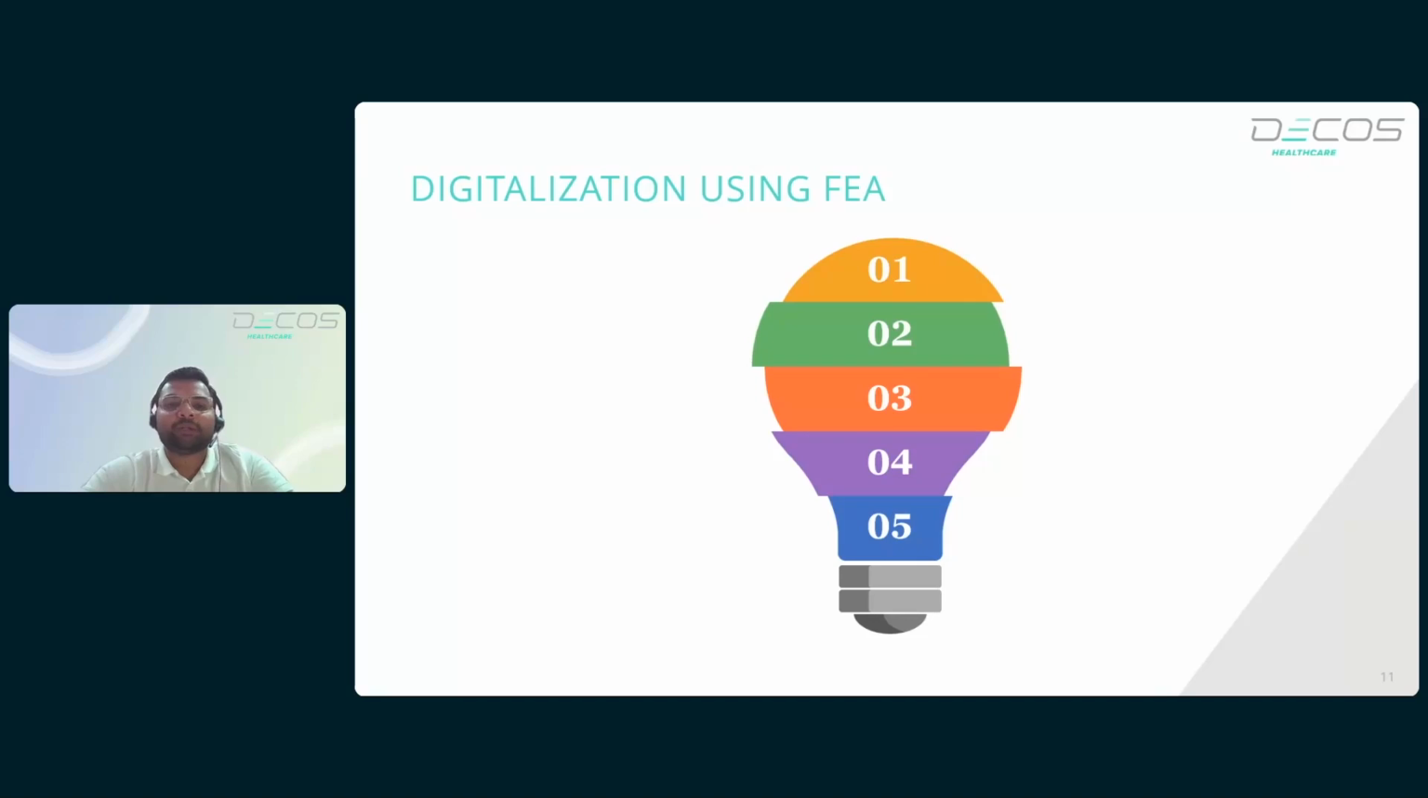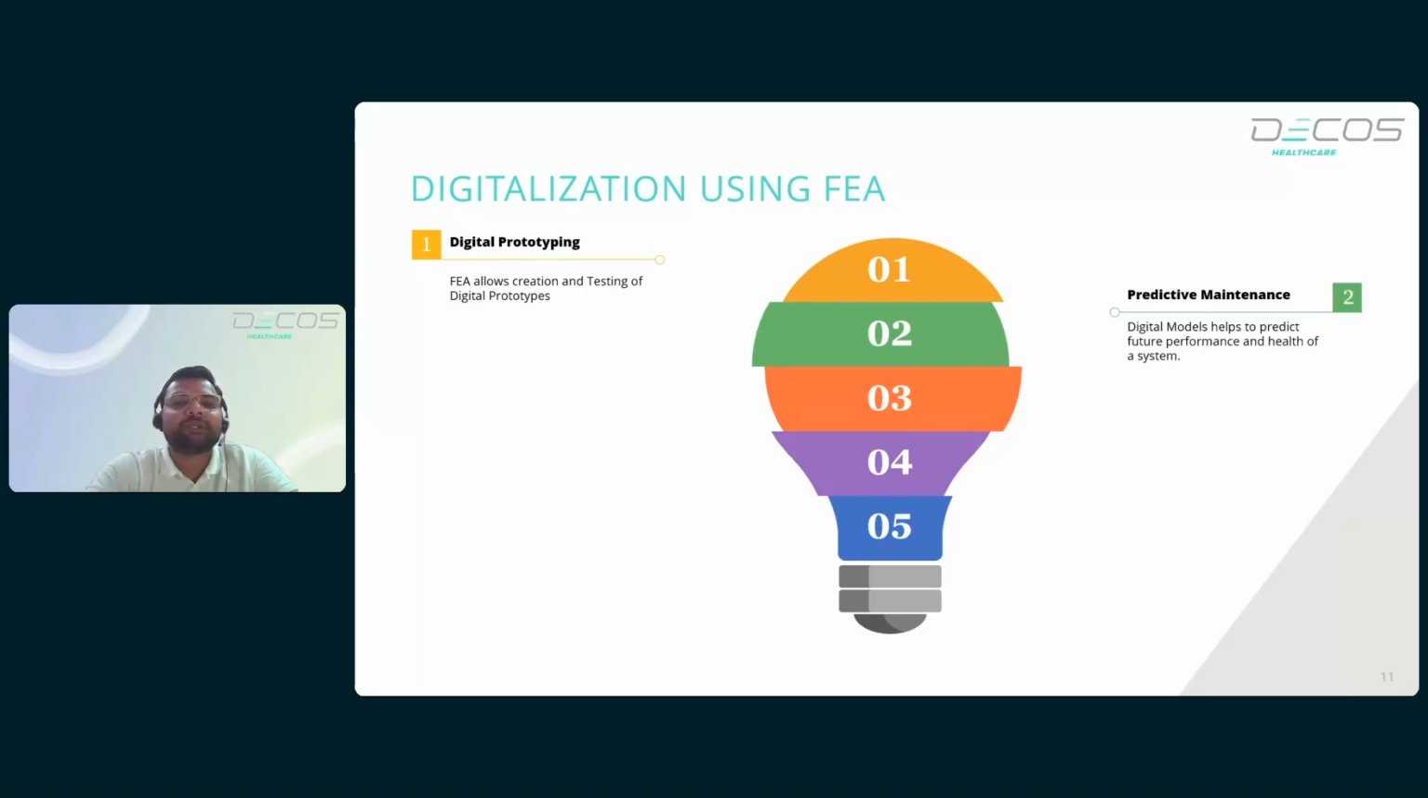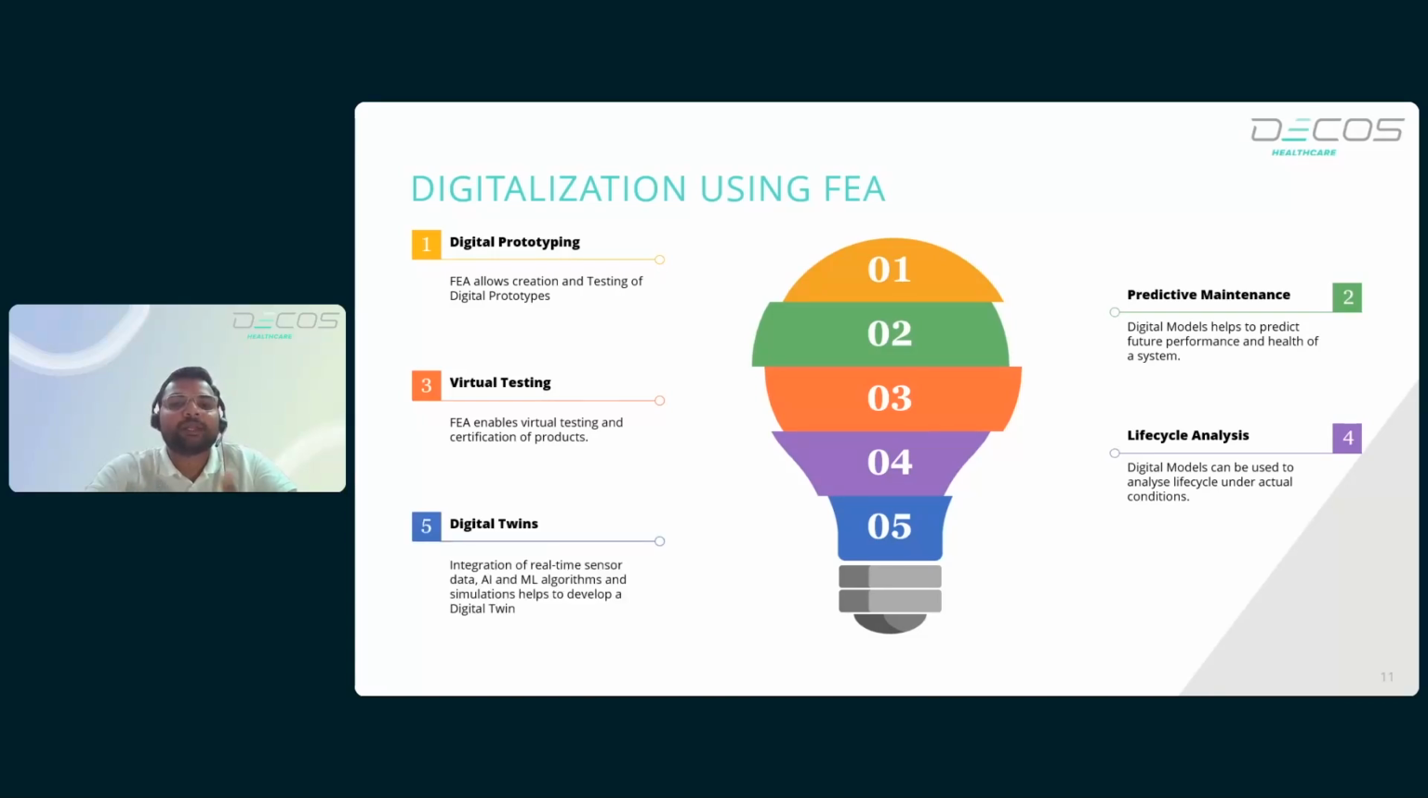Okay. Now, one more aspect I want to touch upon is digitalization using FEA. How does FEA help you instigate digitalization within your organization? By digital prototyping, predictive maintenance, virtual testing, life cycle analysis, and by creating a complete virtual model in a system which replicates your physical environment completely: the maintenance, the life cycle, the behavior of a particular product within the virtual world. This phenomenon is called digital twin. So you can understand to what extent FEA can help the product design and development cycle.